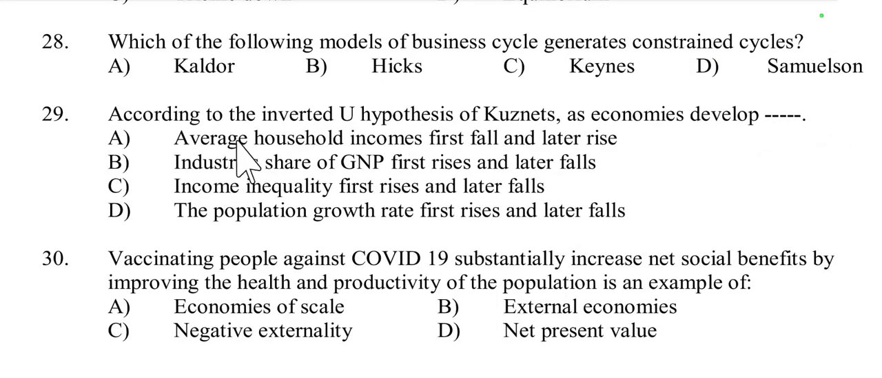Then question number 29, according to the inverted U hypothesis of Kuznets, as economy develops. This is called the inverted U hypothesis. What does it indicate? It indicates income inequality first rises and later falls. In the first stage income inequality rises, then remains constant, then gradually declines. When the economy grows, income inequality rises, then remains constant, then after a point income inequality falls. So option C is the right option.